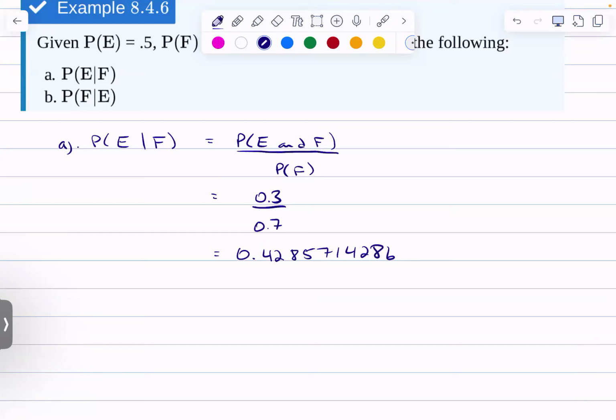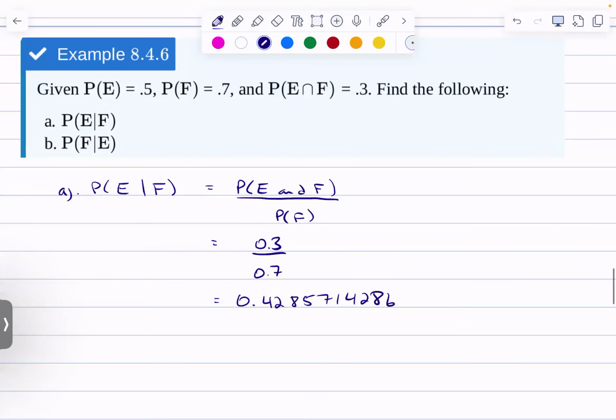Probability of F given E, why do I say it should be different? The probability of E and F is the same as the probability of F and E. It doesn't matter, right? A and B, B and A. But I'm dividing by a different number, depending on the information that I've been given. So here, therefore, the probability of F and E, we use those interchangeably, is also 0.3.